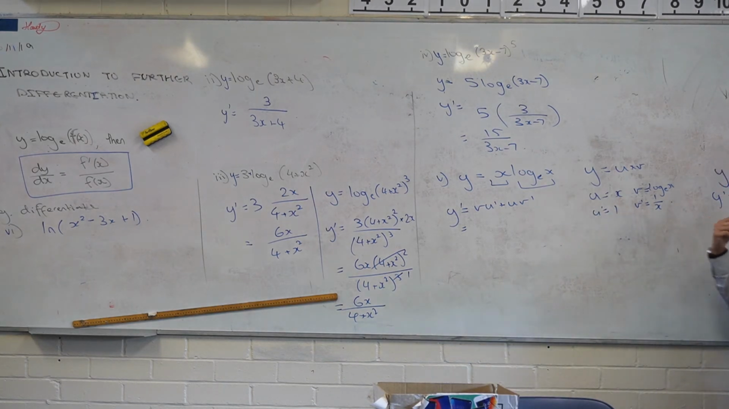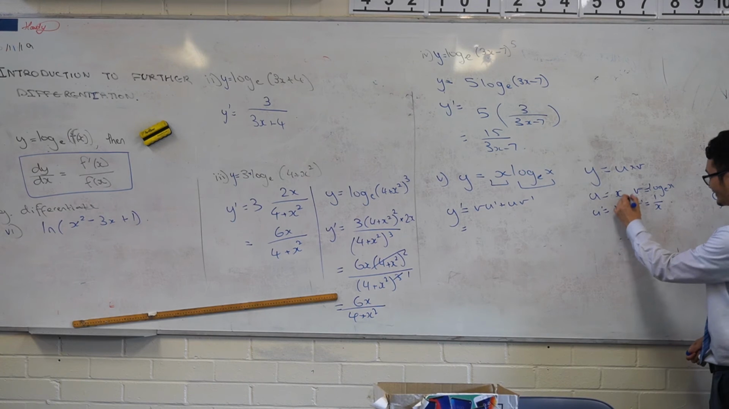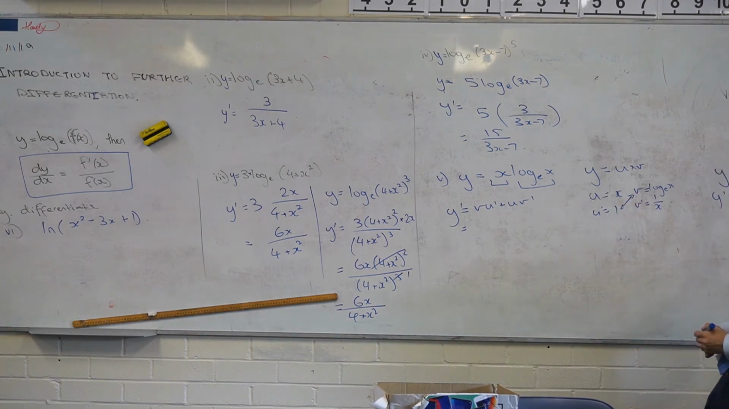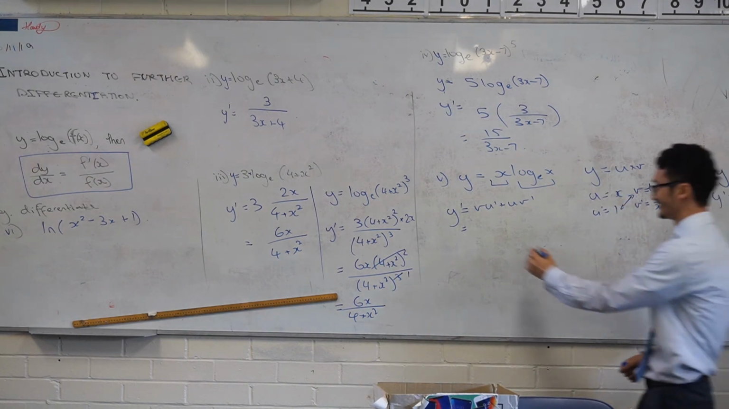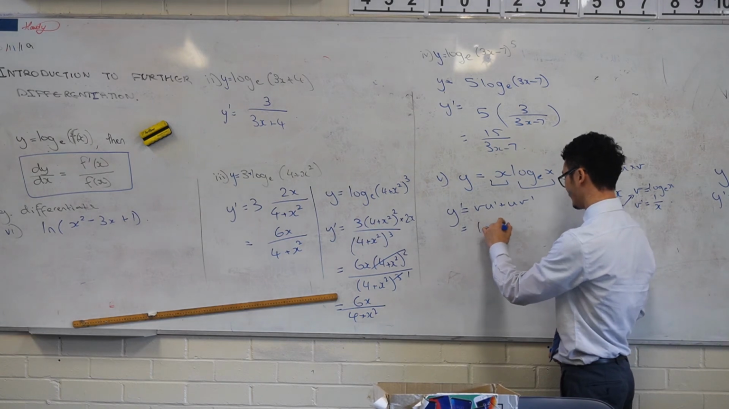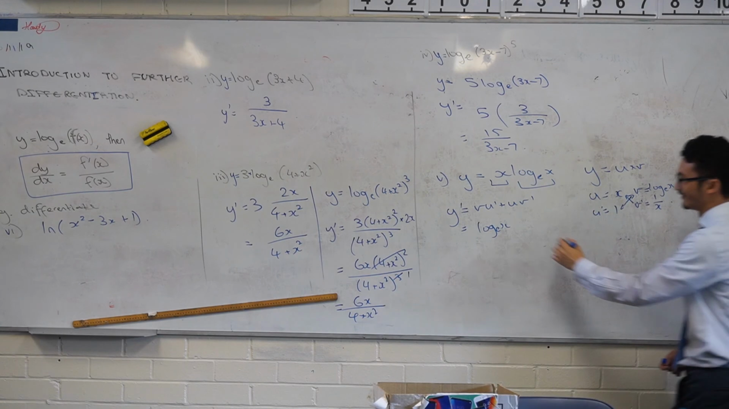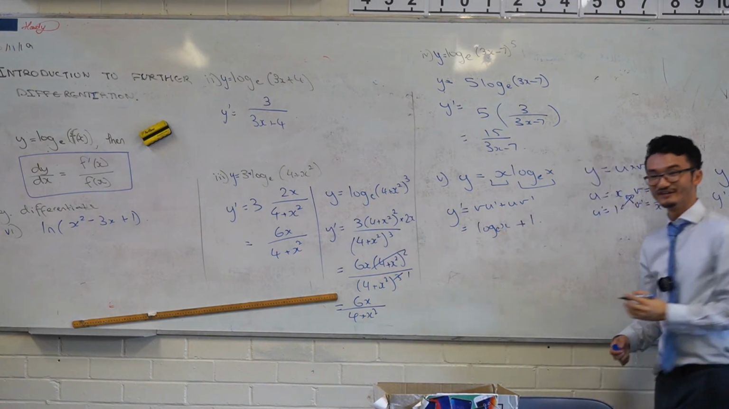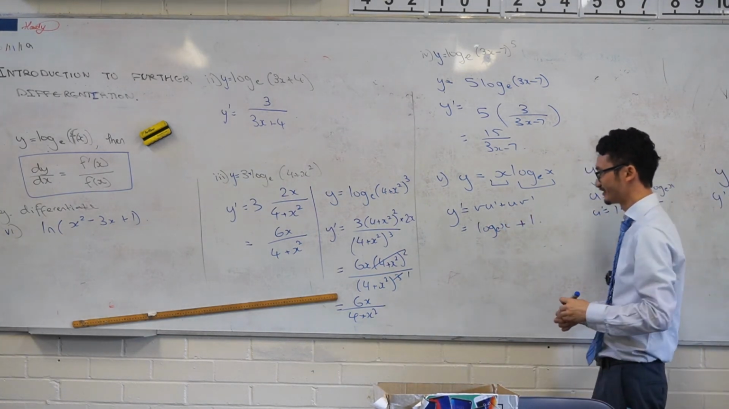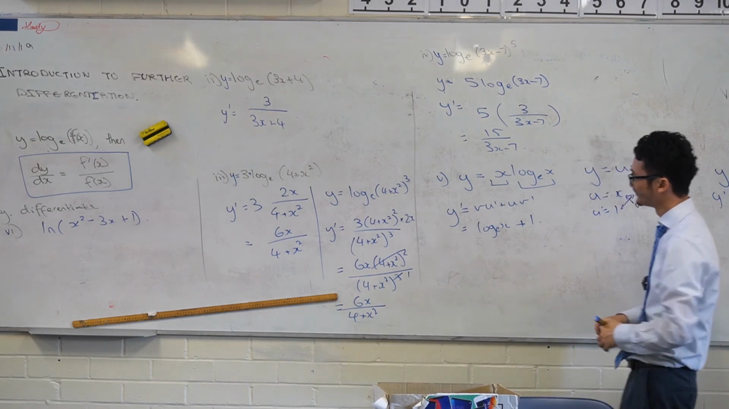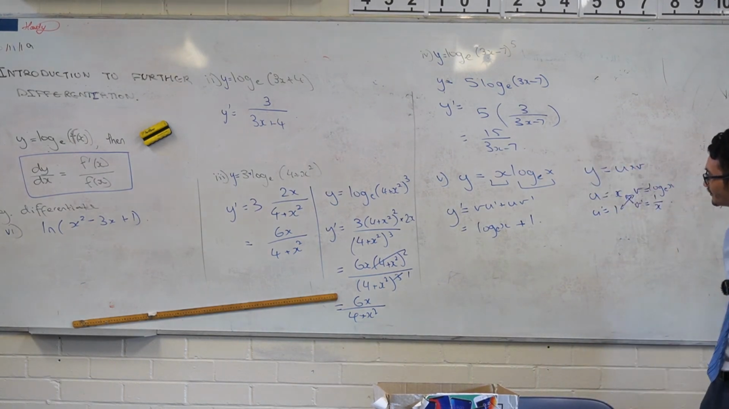If I have u dash v plus u v dash, we can just match it up. So what do we get? Log e of x. Yep. But then what about this part? Plus 1. Yeah. So you were close, right? Funnily enough, there's a 1 there. But you should be careful that you're actually applying the chain rule.